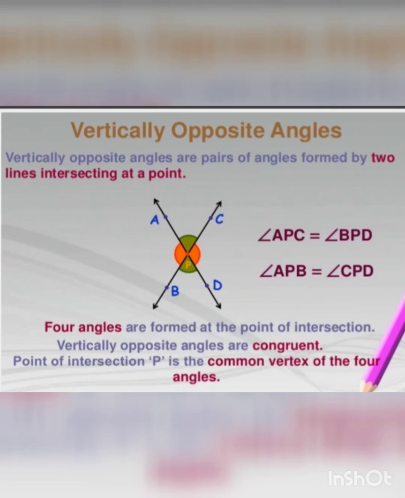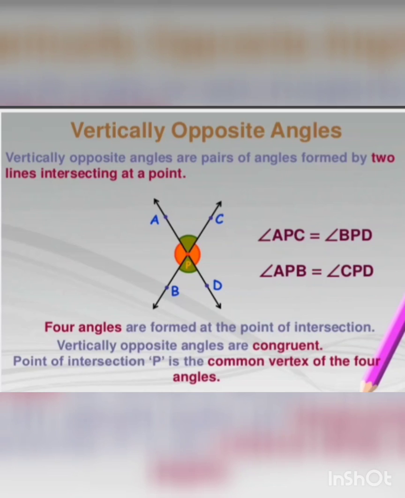Vertically opposite angles are pairs of angles formed by two lines intersecting at a point. So when two lines intersect at a point, there we find the vertically opposite angles. So the vertically opposite angles are equal. If you see here the orange color angles, that is APB and CPD, these two are vertically opposite angles and they are equal.